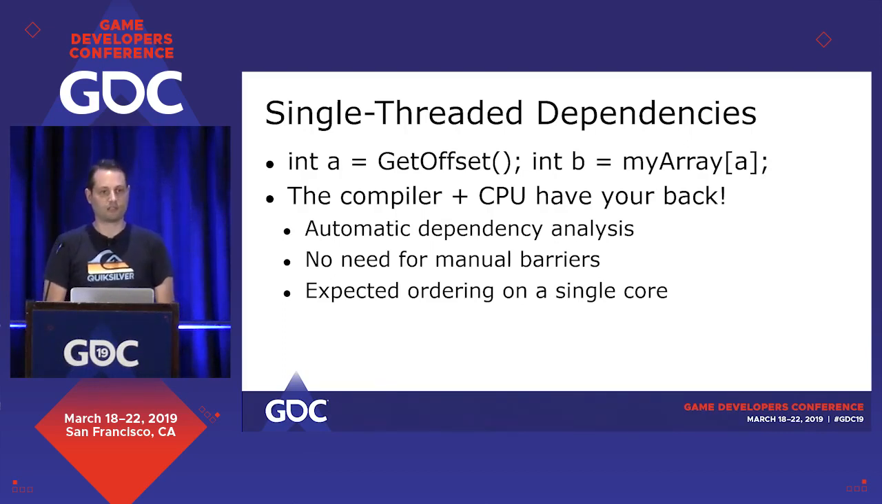And then pretty much all CPUs will give you the expected ordering of your dependent memory operations as long as it's happening on a single core. Things just work correctly in that case. Basically, this would be your easy mode, right? You don't really have to think about it. Things work correctly. This is the kind of programming you've done since you first learned how to write Hello World.